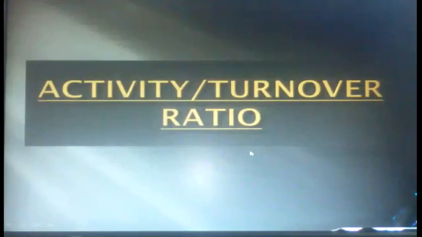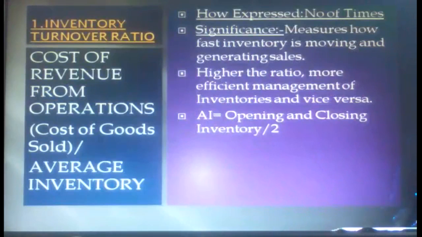Okay, then activity turnover ratio, our third one. For that, inventory turnover ratio, nothing but cost of revenue from operations or cost of goods sold divided by average inventory. Here also a numerator and denominator. Okay, so cost of goods sold, here average inventory. How you express here, also number of times expression. How many times? 1, 2, 3 like that. Inventory turnover ratio. So significance here measures how fast inventory is moving and generating sales.